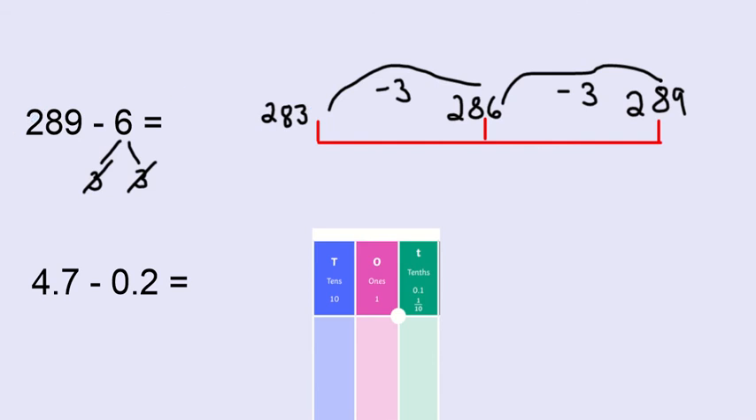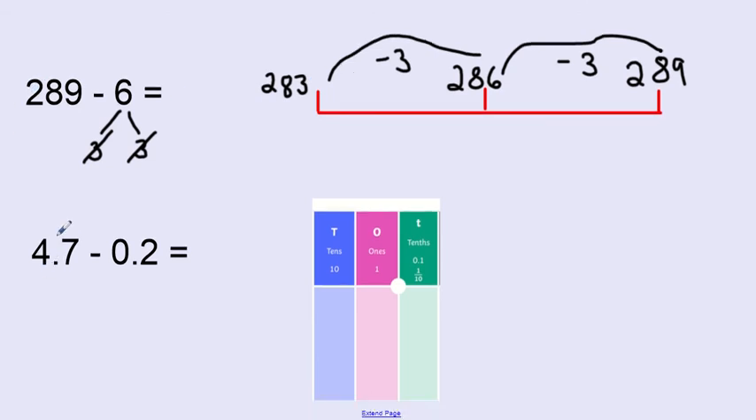Right, let's have a look at the final question then. We've got 4.7 subtract 0.2. And you can see we've got a decimal number here. So I'm going to put it on my place value chart to help me understand what that means. Okay, so in the ones column, we've got 4 ones. And in the tenths column, we've got 7 tenths. And we want to take away 0.2.